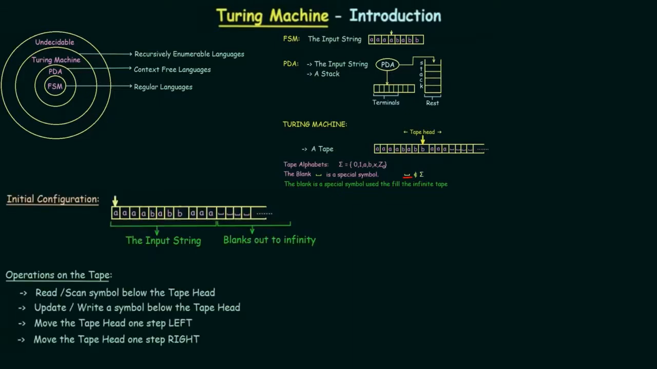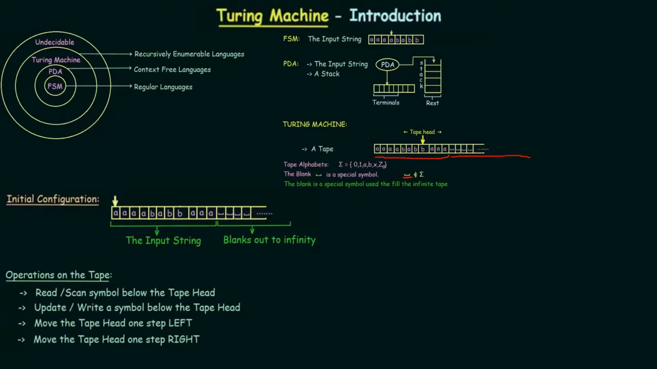Now, what is the configuration? Configuration is whatever I have said: there will be an input string. Let's say from here to here we have the input string, and the rest of it is just blank. So that will be filled with the blank symbol. Okay, so what are the operations that can be done?